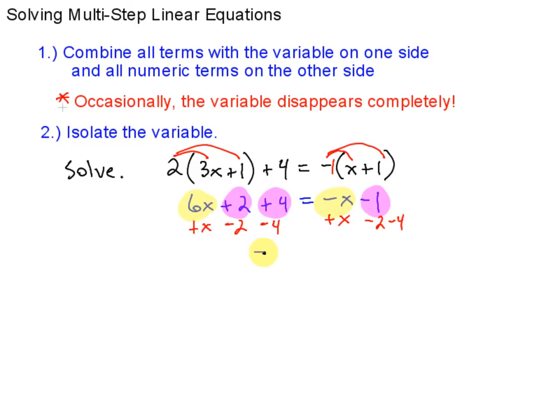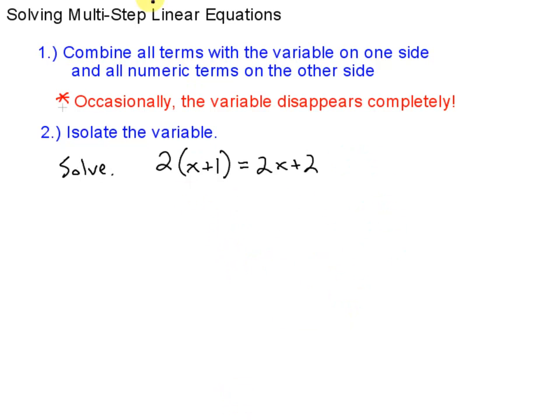6x plus 1x is 7x. All the numbers drop out. Negative x plus x drops out. And negative 1 minus 2 is negative 3. Minus 4 is negative 7. And now we can divide both sides by 7 to get x by itself. So x equals negative 1.